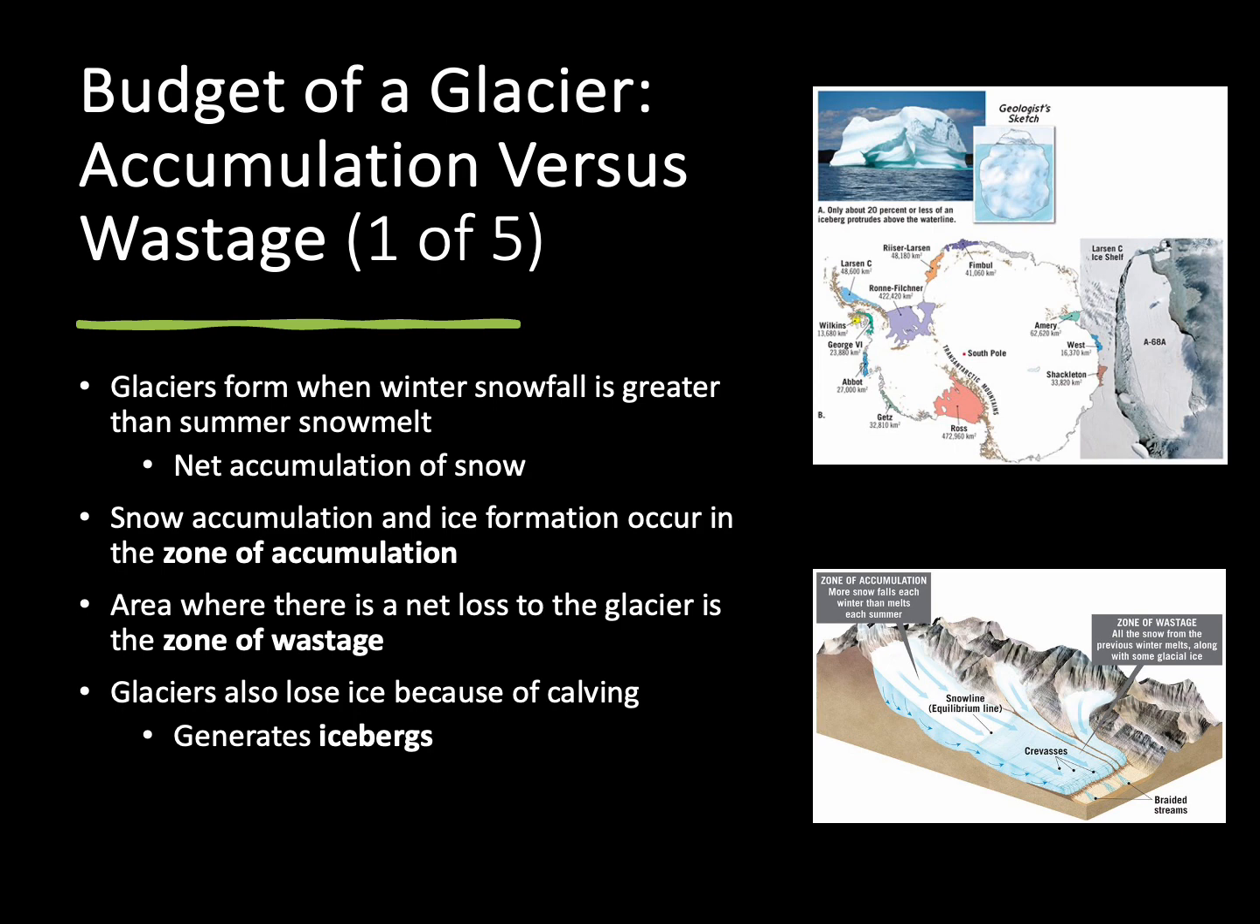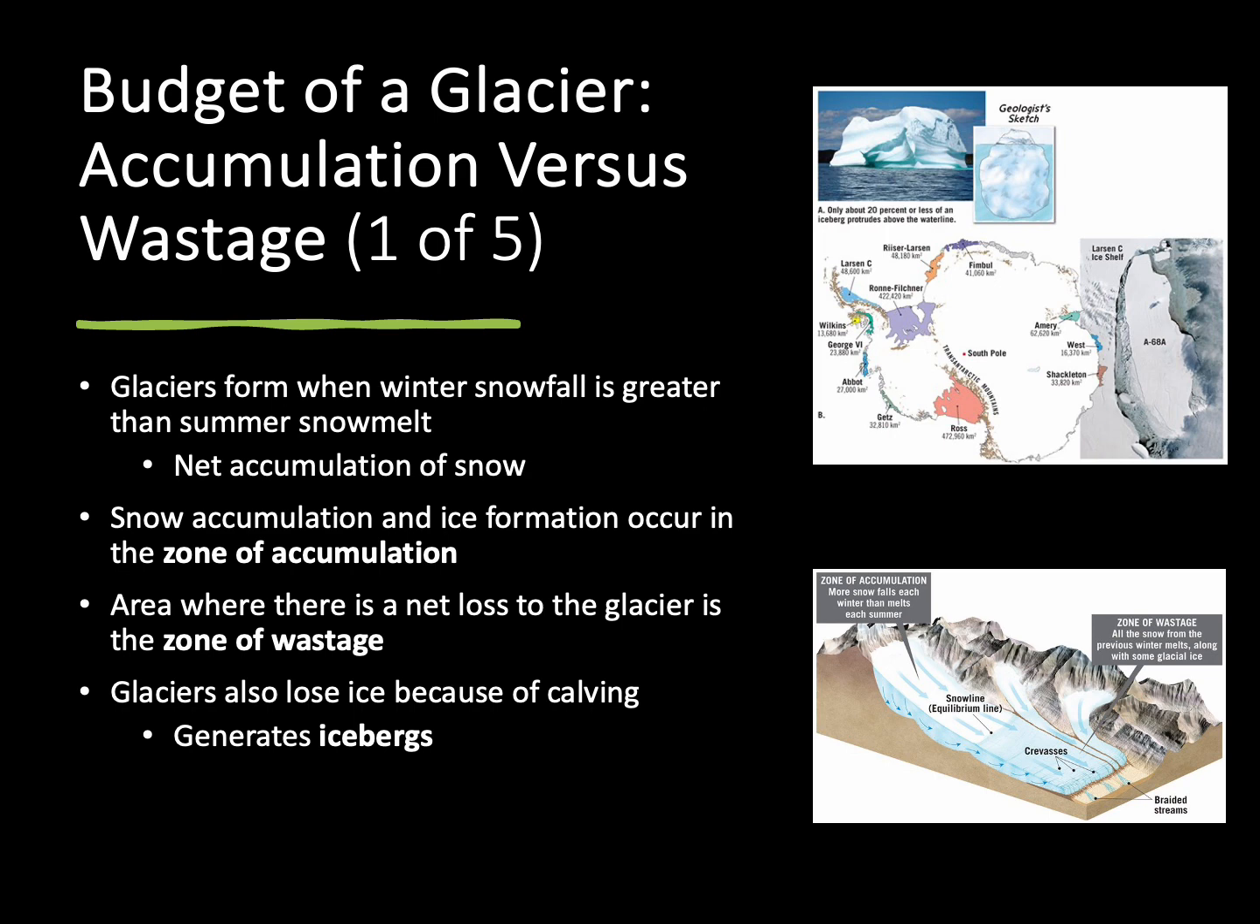So instead of just looking at a year, we have to calculate our budget over multiple years. We want to look at multiple winters where it's gaining ice and multiple summers where it's losing ice. And we're going to see that we gain and lose ice in different areas of our glaciers.